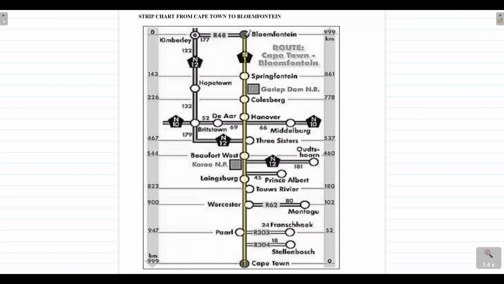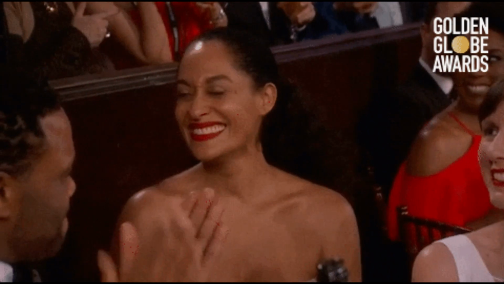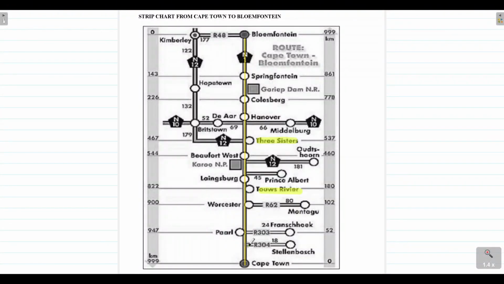As I move along the N1, these are the towns that I'm seeing: Springfontein, Colesberg, Hanover, Three Sisters. That's the first town that starts with the T. Then Laingsburg, and then Touws River. That's another town. Then we see Worcester, Paarl. So those are the towns that we can see here. The towns that we would be passing through or past along the N1, moving from Cape Town to Bloemfontein, that start with the letter T is two towns.